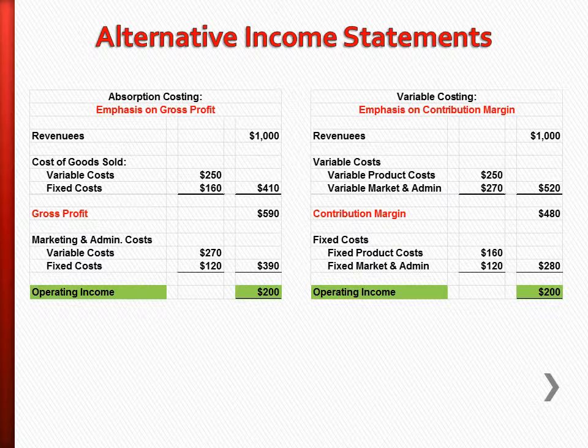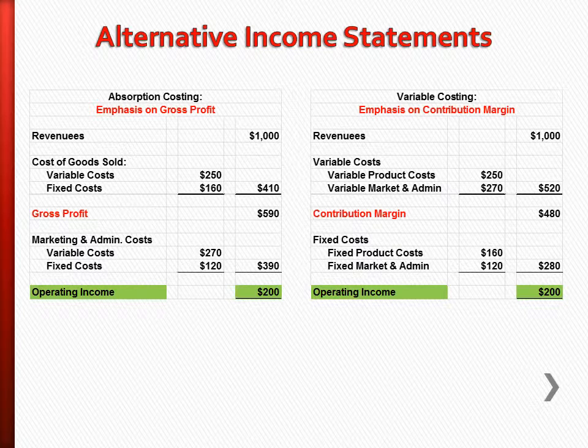But some of them are going to be fixed. Certainly, there are salaries in marketing and administration that are fixed. Also, rent on corporate headquarters. This has nothing to do with production, therefore it's not reported in cost of goods sold. It's expensed each period. When we subtract period expenses from gross profit, we arrive at operating income.